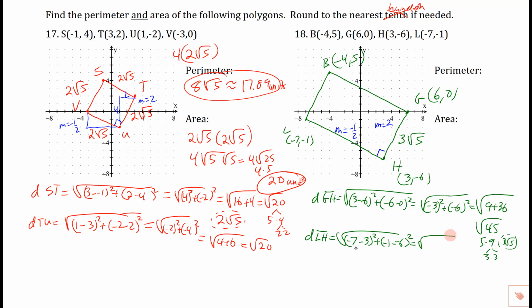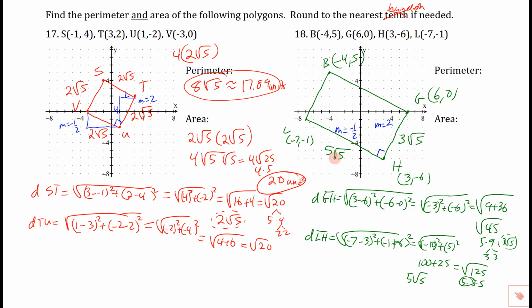So here's what we end up with. This is going to be negative 10 quantity squared. And then we've got negative 1 minus minus 6. So that's going to be a plus 6. So that's going to be a 5 squared. So we end up with 100 from that. And we end up with 25 from this. So we end up with the square root of 125. So that's 5 times 5 times 5. We've got a pair of 5's. We're going to put that on the outside. So 5 radical 5. So this right here is going to be 5 radical 5.